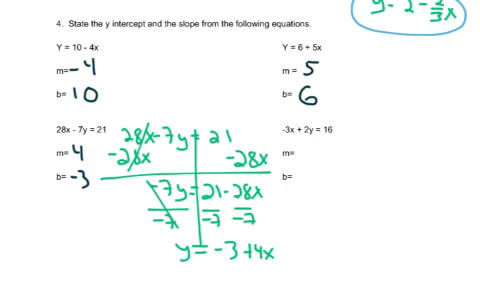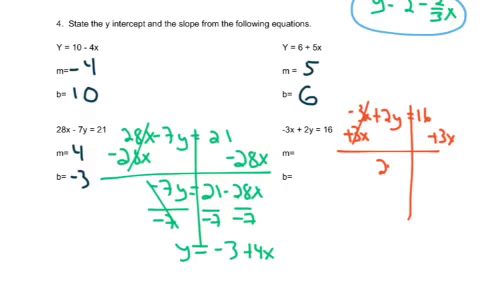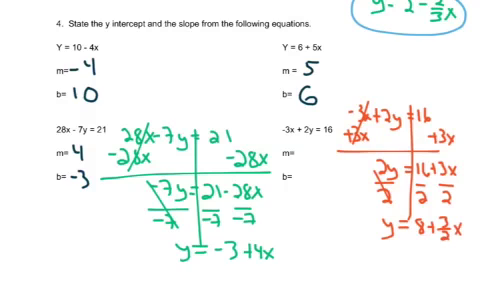Over here we have -3x plus 2y equals 16. The opposite of subtracting 3, or a -3, is adding 3x. Therefore, I would have 2y equals 16 plus 3x. The opposite of multiplying by 2 is to divide every single term by 2. So I would have y equals 8 plus 3/2 x.